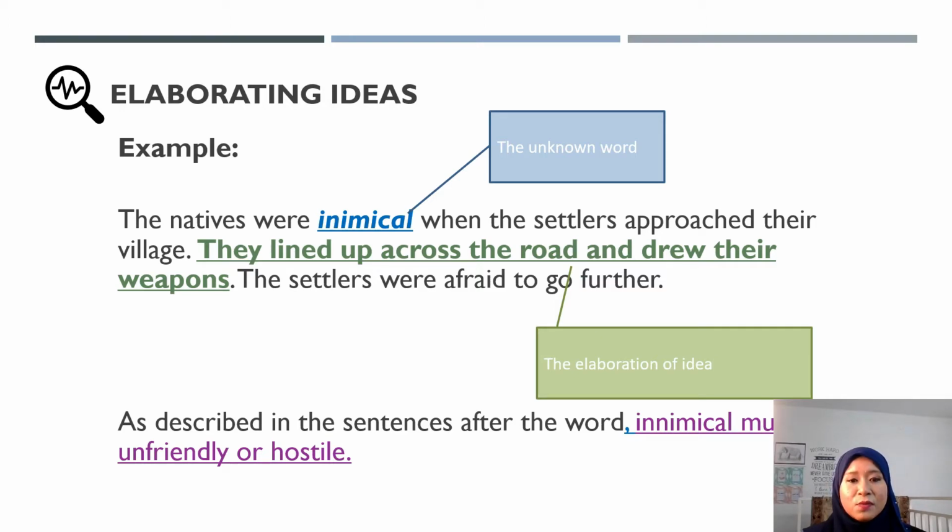For example, the natives were inimical when the settlers approached their village. In the second sentence, they lined up across the road and drew their weapons. The settlers were afraid to go further. So the word is inimical, and the elaboration of ideas, they lined up across the road and drew their weapons. So as described in the sentence after the word, inimical would most probably mean that the natives are unfriendly or hostile.